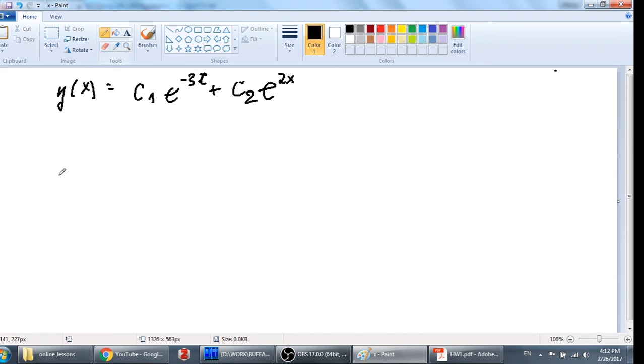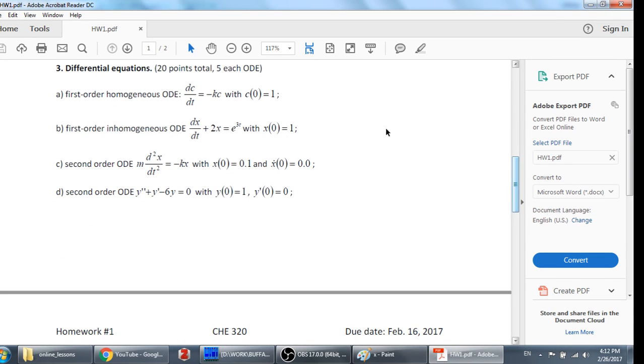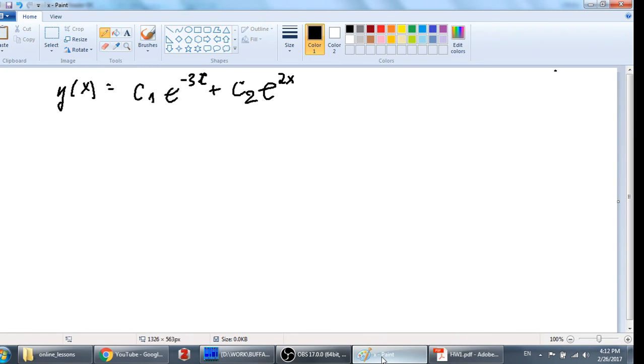Go back here. So that's our general solution, and what we want to do now is use our boundary conditions or initial conditions, whatever you think about it, and we have y at 0 is 1, y prime at 0 is 0. So we go here. Well, first of all, let's also compute y at 0.